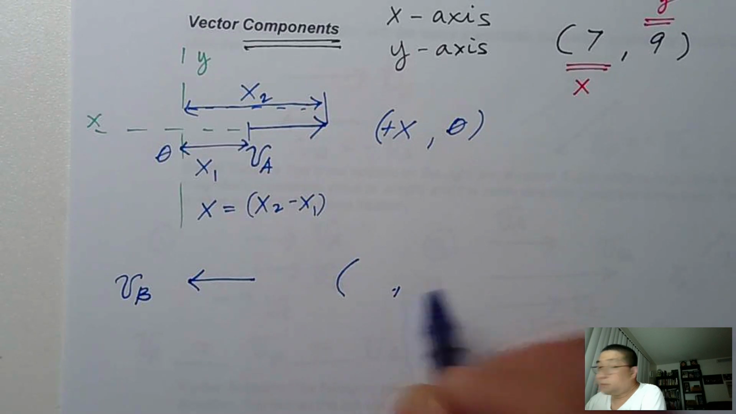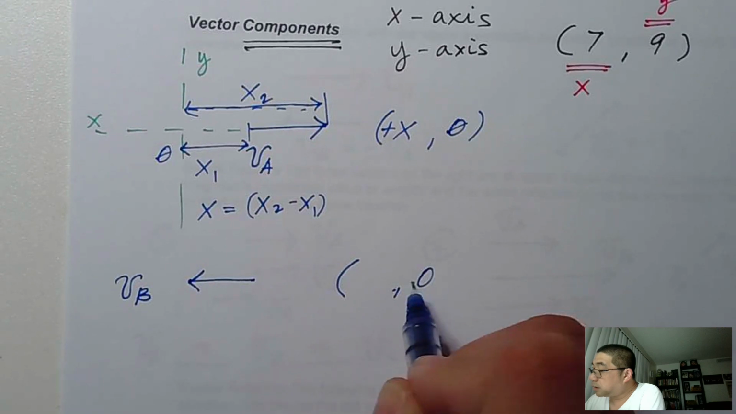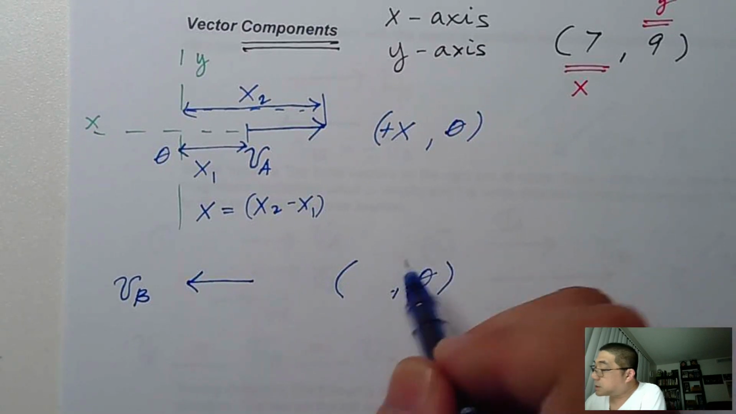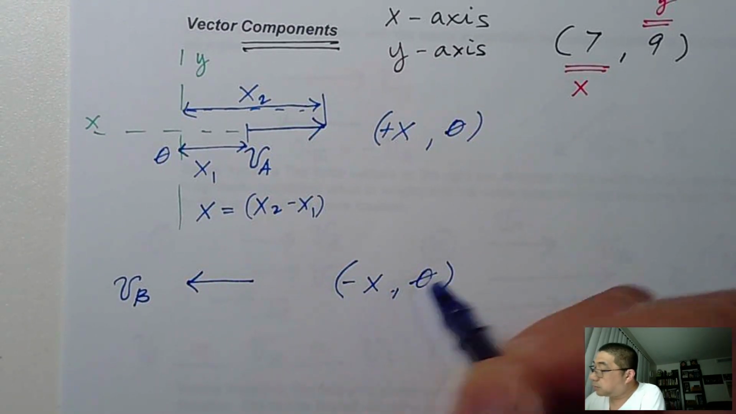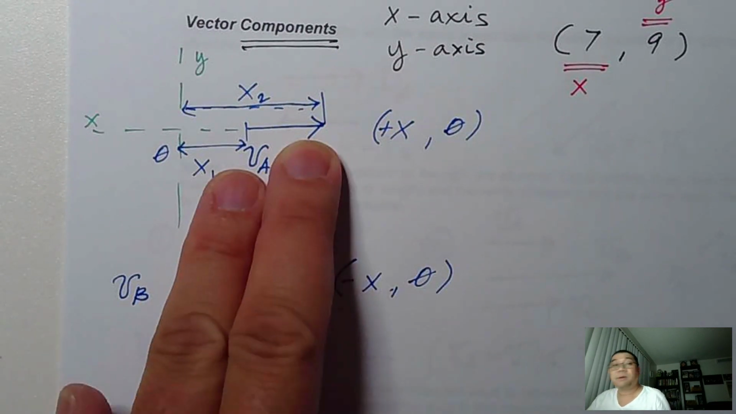How about the value of your y, since it's along the x-axis? So for sure and definitely your value of y will be 0, and then x is going to be negative x, since it's going to the opposite direction. This time it's the opposite direction.